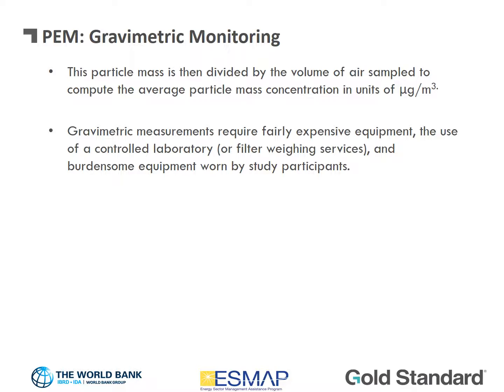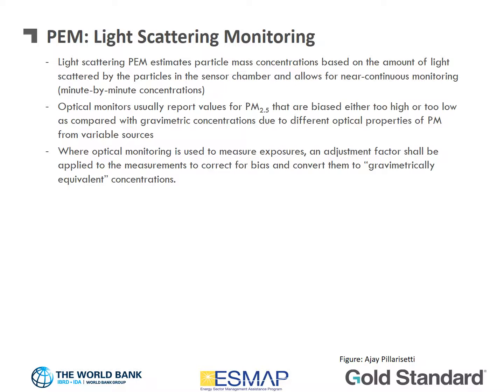The gravimetric measurement, while it's the most accurate, is fairly expensive to obtain the equipment, use a controlled laboratory for filter weighing, and requires some burdensome equipment worn by study participants. So there's both pros and cons to gravimetric.